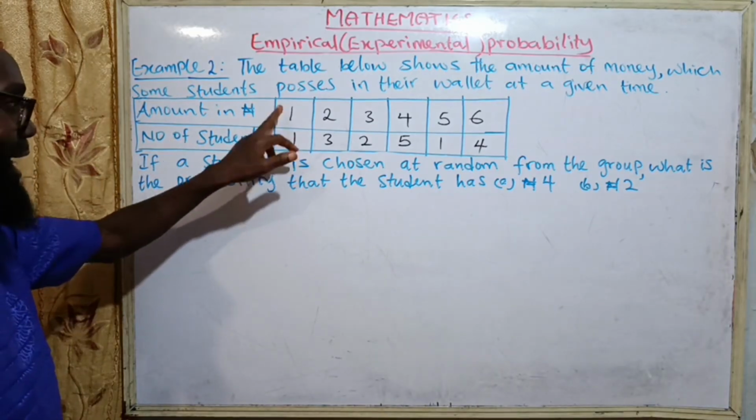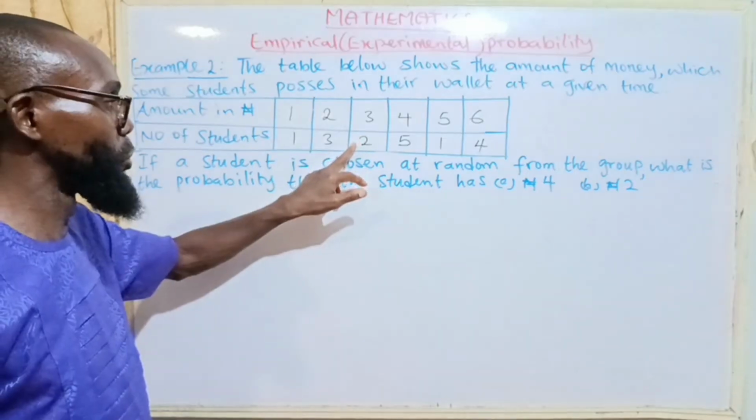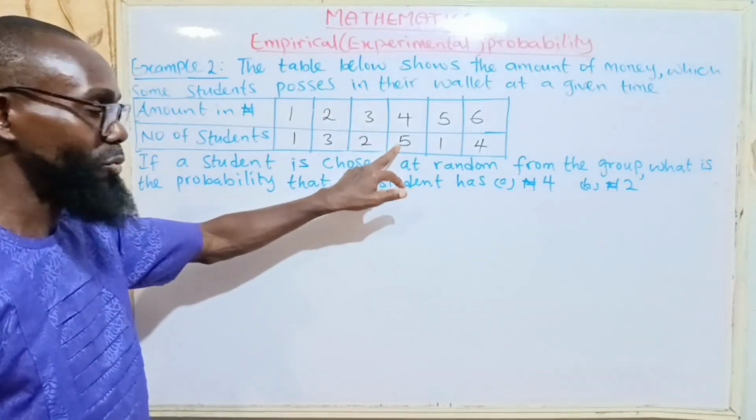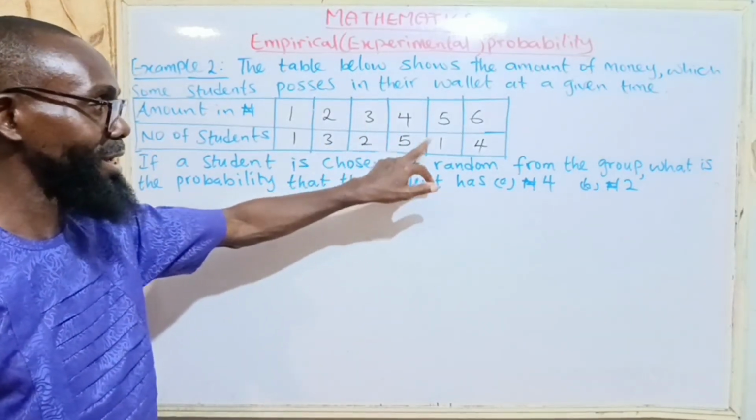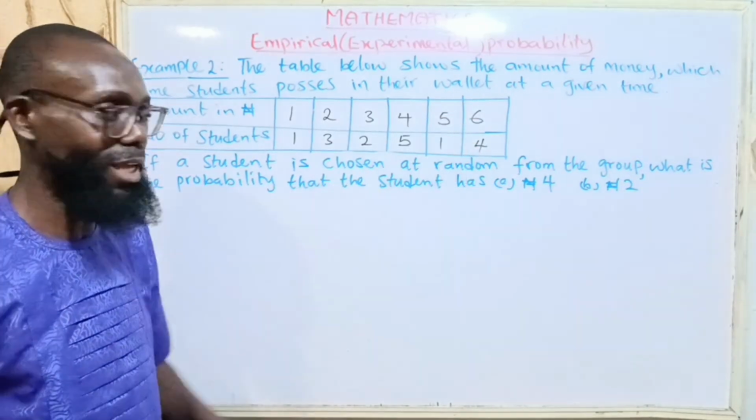Number of students: 1 student has 1 naira. 3 students have 2 naira. 2 students have 3 naira. 5 students have 4 naira. And 1 student has 5 naira. 4 students have 6 naira.